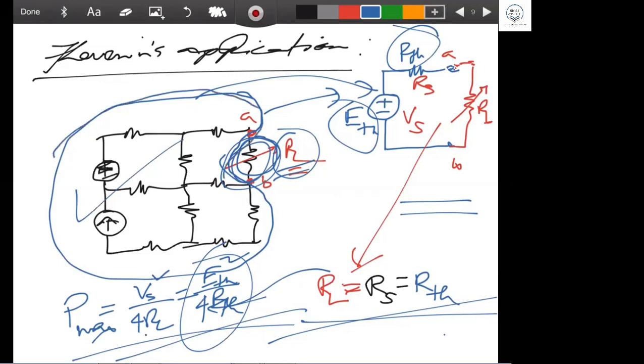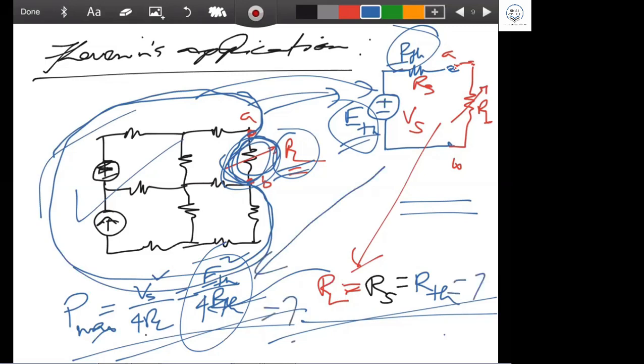You will just find the Thevenin's equivalent, the R Thevenin and E Thevenin from here. And then from there, you can straight away write the equation and find the value. When RL is equal to R Thevenin, let's say 2 ohm, then you get the maximum power. What is the E Thevenin? Let's say 5 volt. So it will be 5 squared divided by 4 into 2. You calculate and tell your boss that this is the maximum power this load resistor will absorb from this circuit. You understand me now?